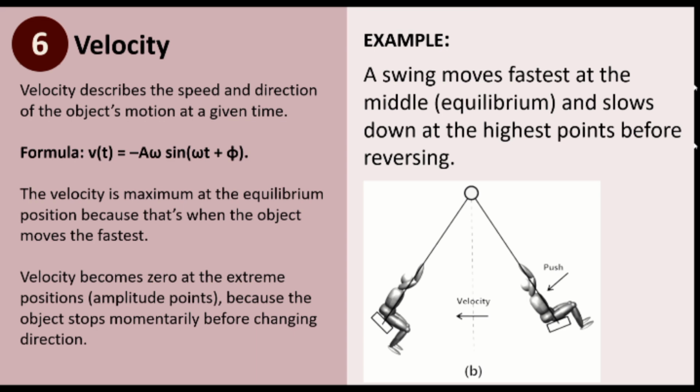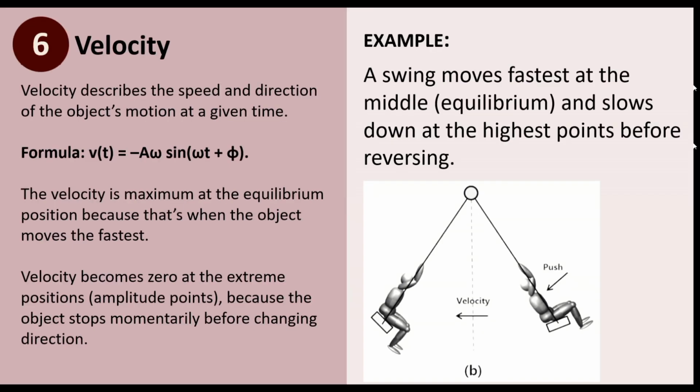Think again about the swing. It moves fastest at the middle and slows down at the highest points. So when it's at the top, velocity equals zero. At the center, velocity is at its maximum.